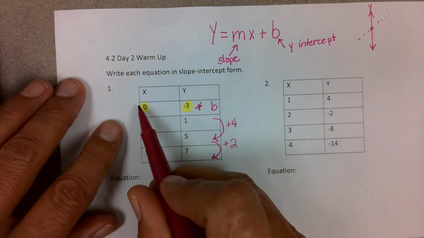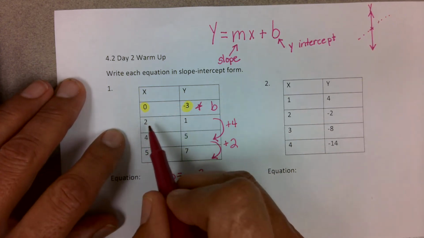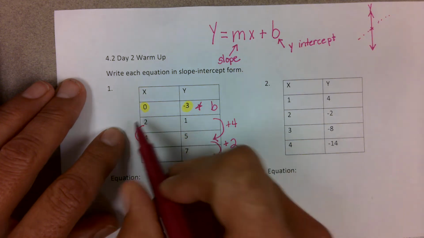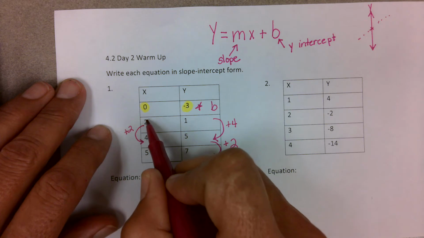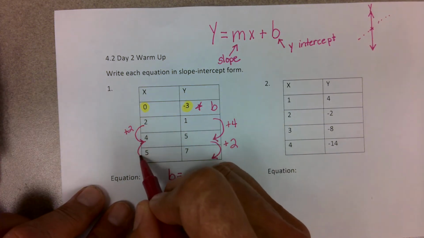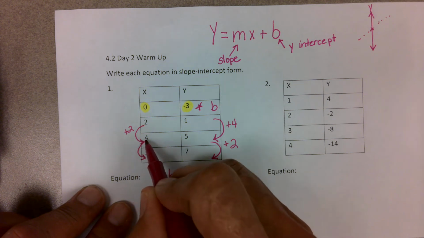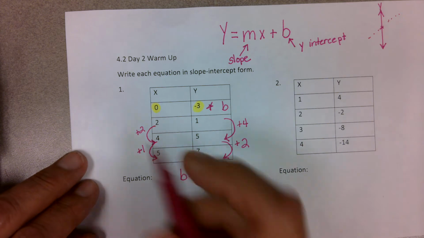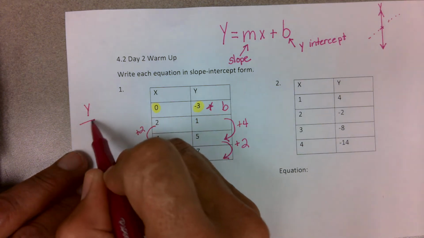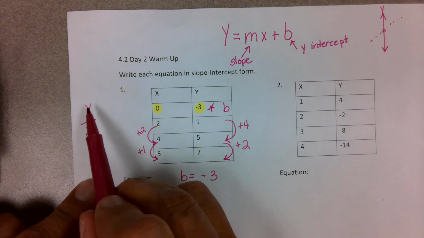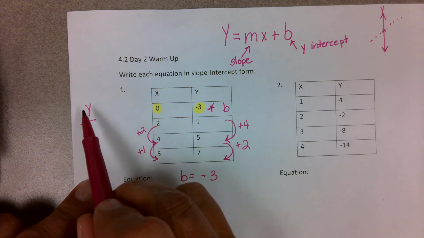Over here, I'm going to just stay away from this for a minute. How do I go from 2 to 4? Okay, so I added 2. So 2 plus 2 equals 4. How do I go from 4 to 5? 4 plus 1 gives you 5. All right, so remember that if I go y over x, the change in y over the change in x, that's the slope.